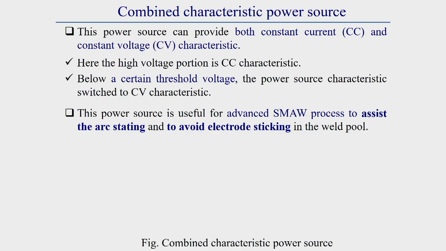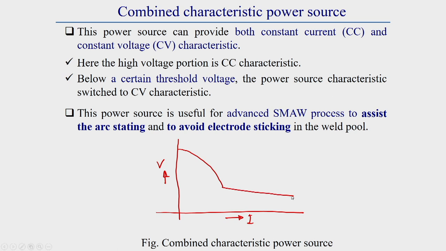Now, the last category of static characteristic power source is called combined characteristic power source. This combined characteristic power source consists of both constant current and constant voltage characteristics. That means the higher voltage portion, near the open circuit voltage, is constant current power source characteristics, and the lower voltage portion is constant voltage power source characteristics.